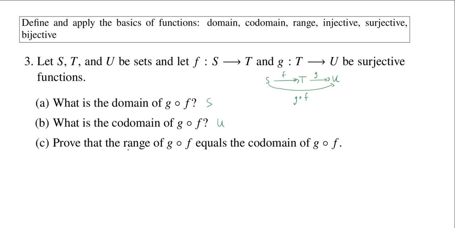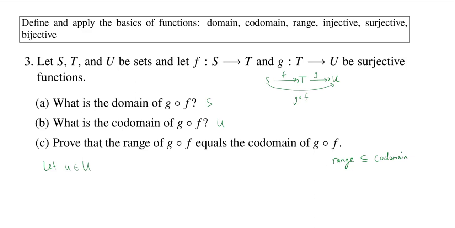All right, now we have a proof. Prove that the range of g composed f equals the codomain of g composed f. Okay, so the codomain of g composed f is U, and we want to show that this is equal to the range. So the range is all of the elements that are actually images of the map, the actual images. So to show that the range equals the codomain, well, we always know that the range is a subset of the codomain. That's always the case. So we need to show that everything in the codomain is in the range.